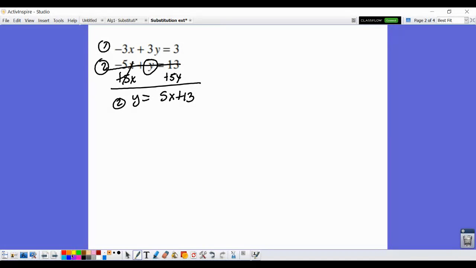All right, so we're going to go back to equation number 1. So negative 3x plus 3y equals 3. And where is the 5x plus 13 going to go? Is it going to go where the x is, or is it going to go where the y is? Well, hopefully you're thinking, oh yeah, it needs to go where the y is because it is a y equals. Remember, we can only have one variable, so we want that variable to be either all x's or all y's. So let's substitute.